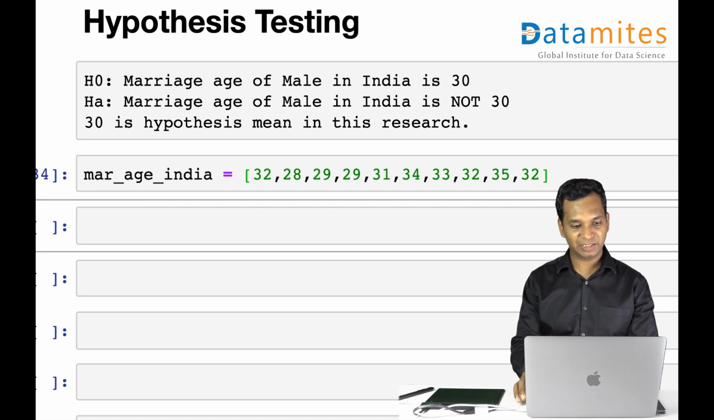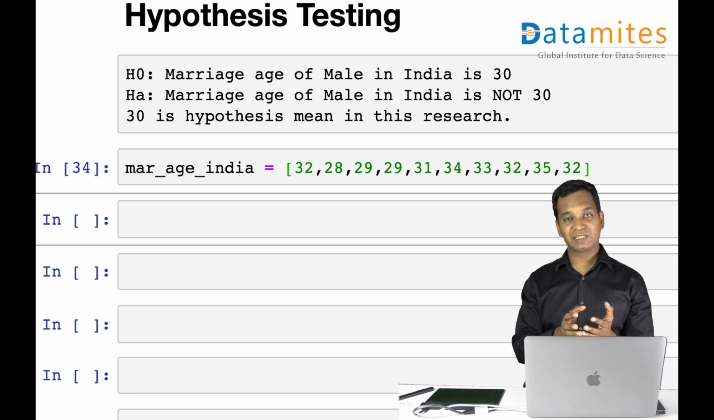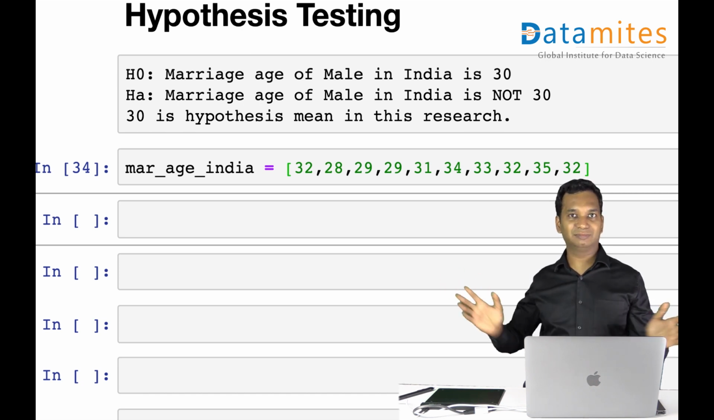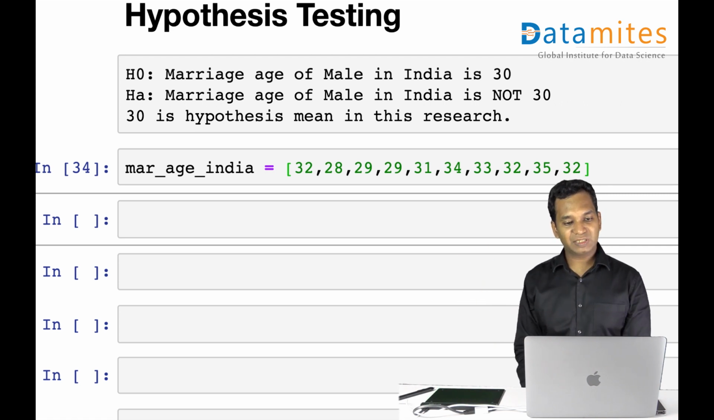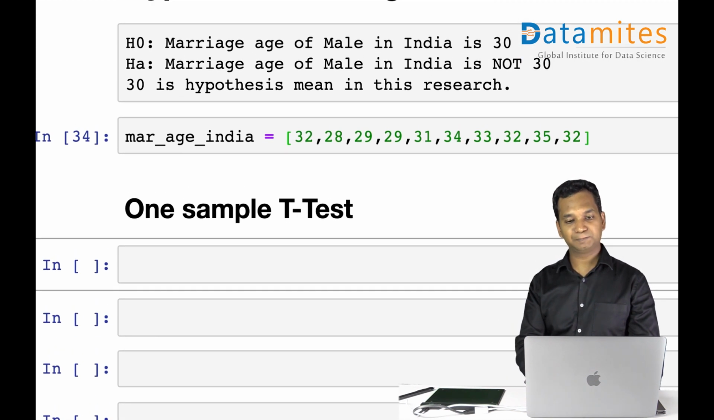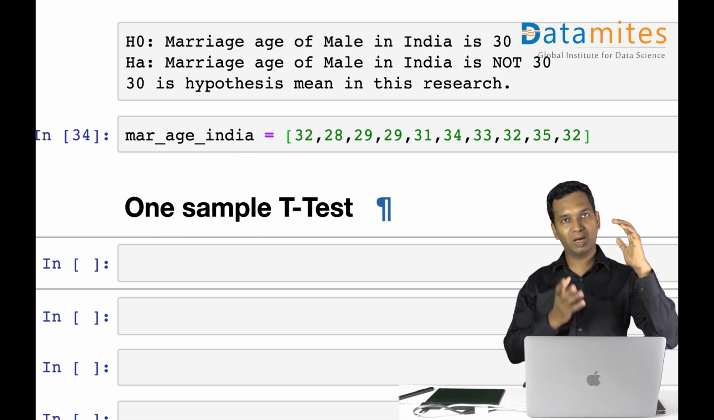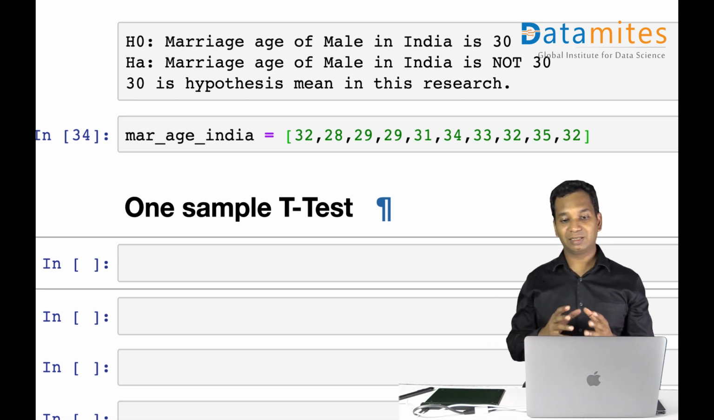All right. So this is the marriage age of India, which supposedly you got from Facebook, random selection, random sampling. And let's say it is 1,000 records. I have only a few here. So in hypothesis testing, there are different tests. For this, we should be going for what we call the one sample t-test. In a one sample t-test, we compare one sample distribution, which is the marriage age here, with a hypothesized mean, which is 30.